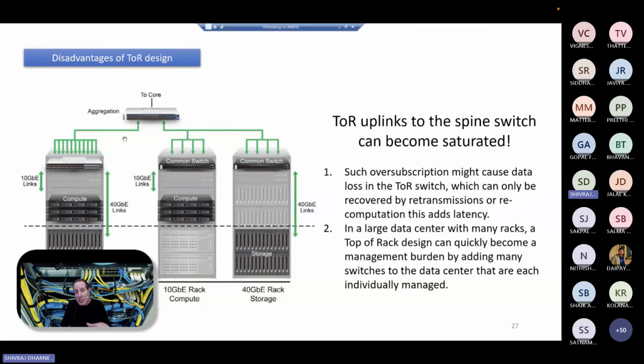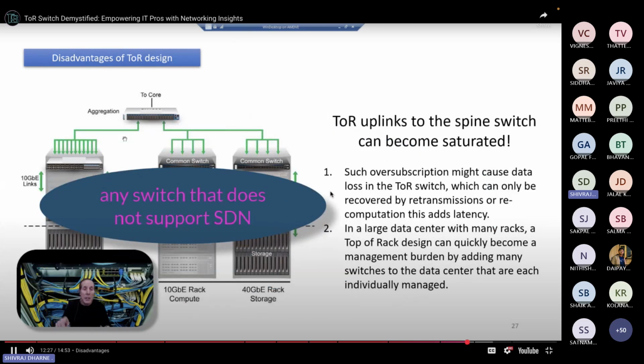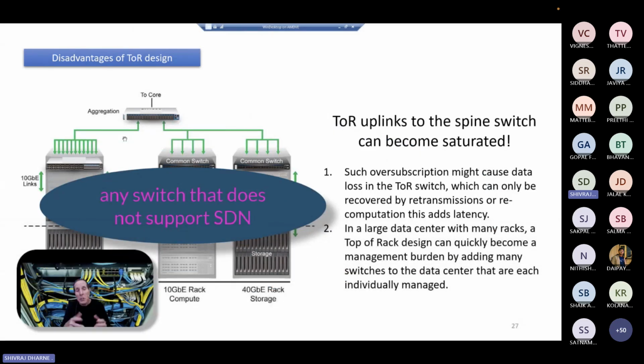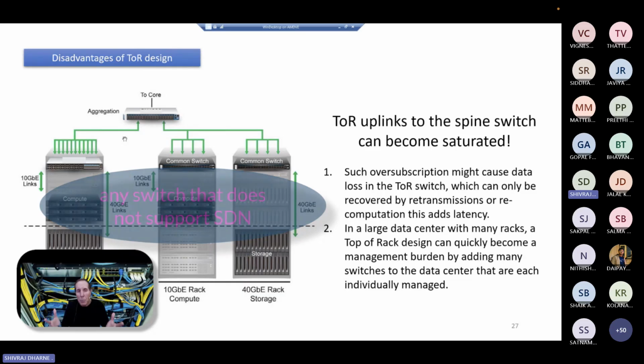So here's a couple of disadvantages of the ToR design. Remember, the traffic needs to be east-west, and if you get too much north-south traffic, you can saturate those uplinks, which means traffic is going to be dumped and dropped, which will require retransmission and recomputation, which adds latency. Another problem is top-of-the-rack switches, especially if you use brands like Cisco, HP, Lenovo, and they're not software-defined networking switches, then it becomes more complex to manage them.